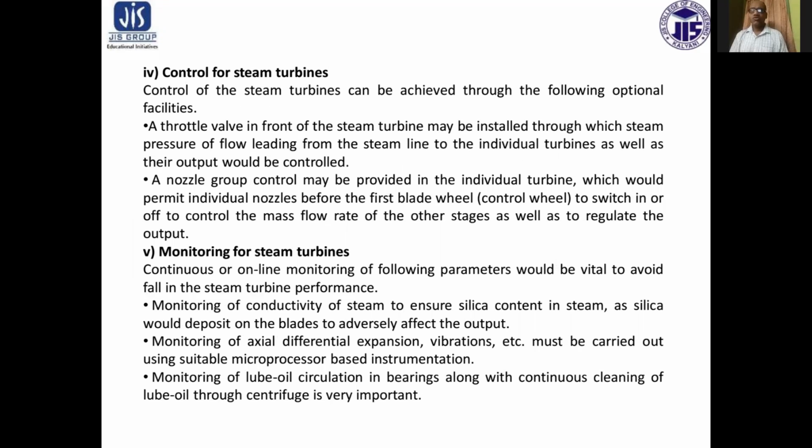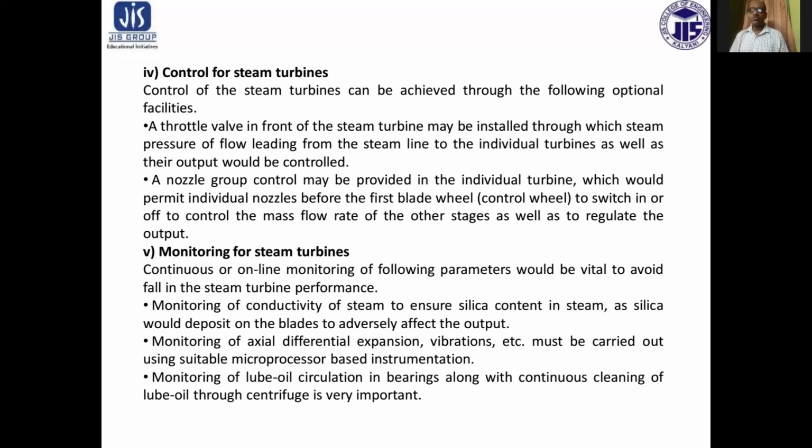Next is number 4, control for steam turbine. Control for steam turbine can be achieved through the following optimal facilities. A throttle valve in front of the steam turbine may be installed through which steam pressure of flow leading from the steam line to the individual turbine as well as their output would be controlled.